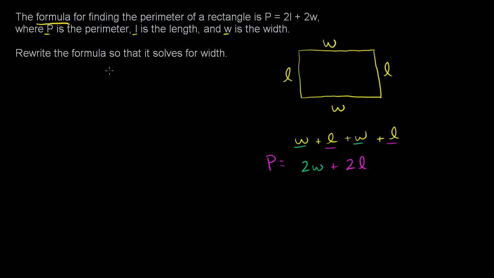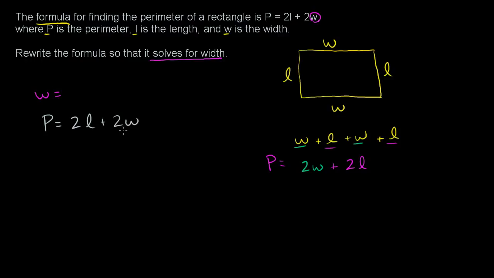Now, their question is, rewrite the formula so that it solves for width. So the formula, the way it's written now, says P is equal to something. They want us to write it so it's this W right here. They want it to be W is equal to a bunch of stuff with L's and P's in it and maybe some numbers. So let's think about how we can do this. They tell us that P is equal to 2 times L plus 2 times W. We want to solve for W.